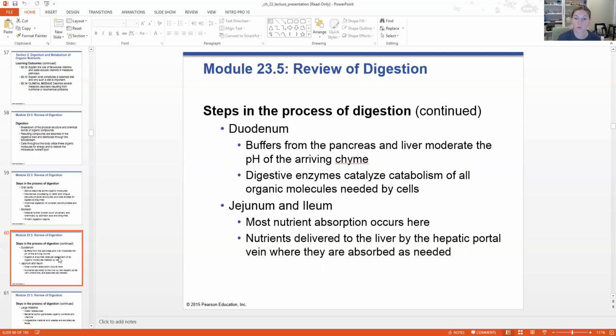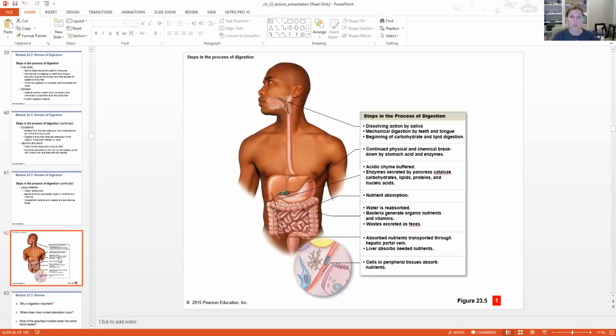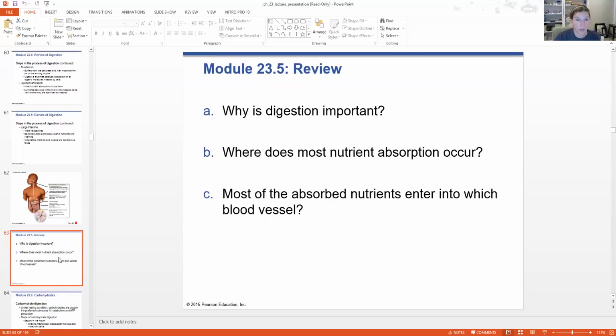The nutrients all go over to the liver through the hepatic portal system, and that's where they are either absorbed or converted. They're monitored, basically. So the large intestine is pulling all of the water out of our undigested food, as well as bacteria working in there to generate any other nutrients and vitamins, and everything is prepared for excretion. So this is an overview of the steps of digestion, a nice little image of where everything is occurring. That should be review for you. You can pause the video here, go back and review this section.